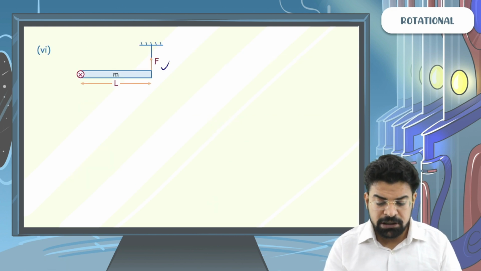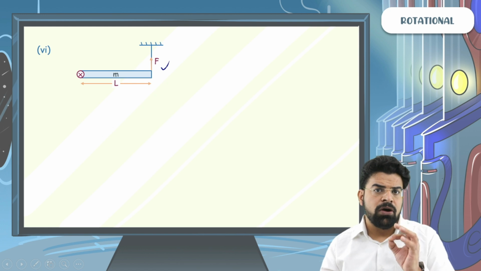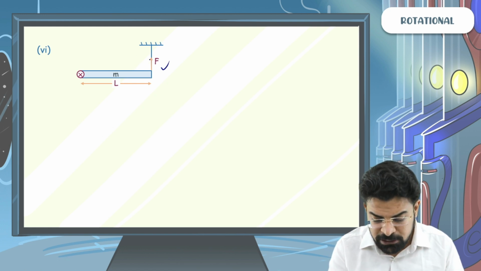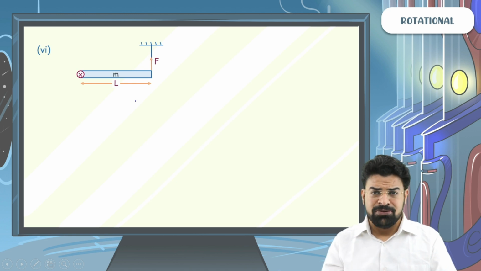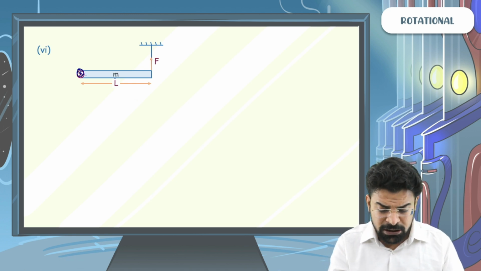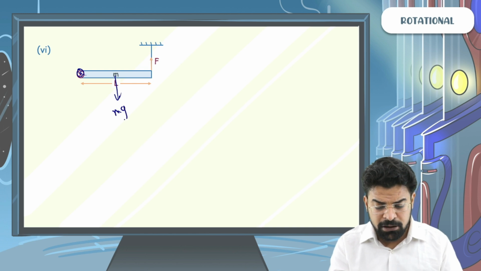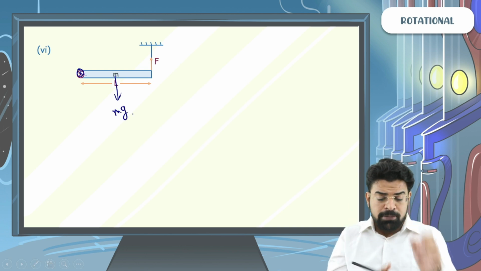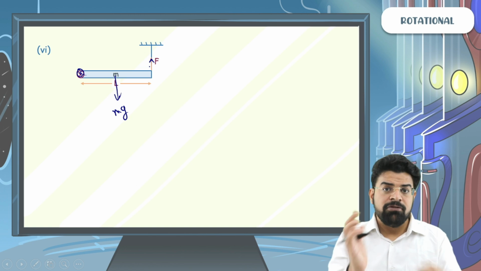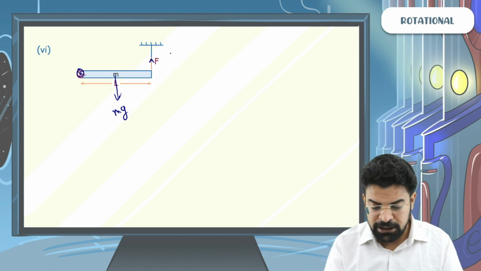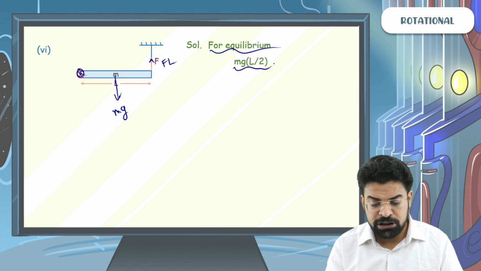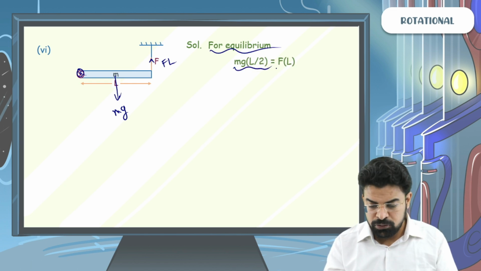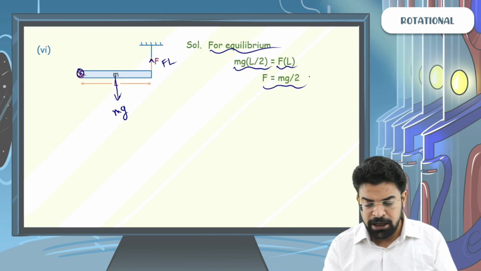Now the question is, determine the value of F for the rod to be in equilibrium. What has to be the force applied by this string? So you will say, sir, we have done this question already. About the hinge, the force of gravity will provide a clockwise torque, that will be mgL by 2, and the force because of this string will provide a counterclockwise torque, and that will be equal to F into L. So for equilibrium, mg into L by 2 has to be equal to F into L, so F comes out to be mg by 2.